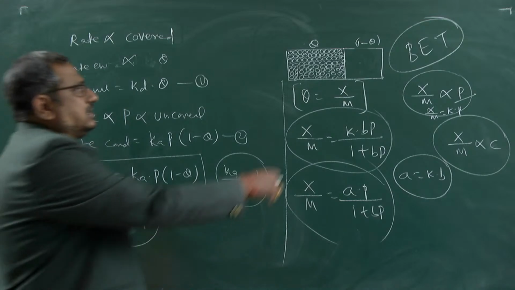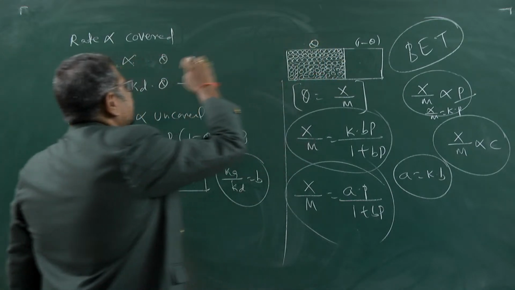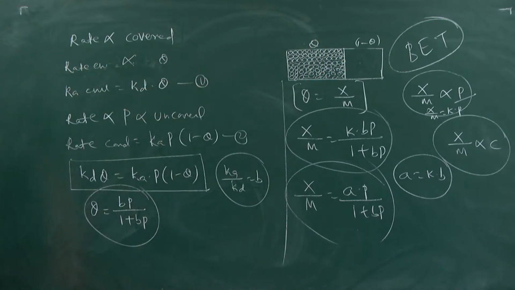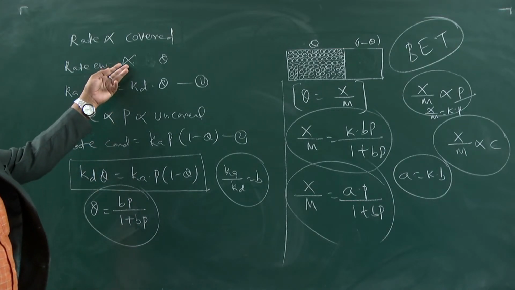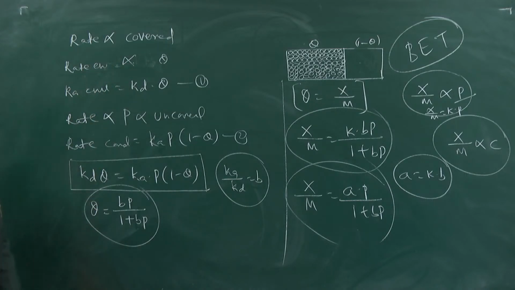Covered area is represented as theta. Removing the proportionality sign, rate of evaporation is equal to Kd into theta. Here the constant is Kd, D stands for desorption, and theta is the covered area. Next, for the uncovered area, adsorption takes place based on the pressure, so the rate is directly proportional to the uncovered area and pressure. So, rate of condensation is equal to Ka into P into (1 minus theta).